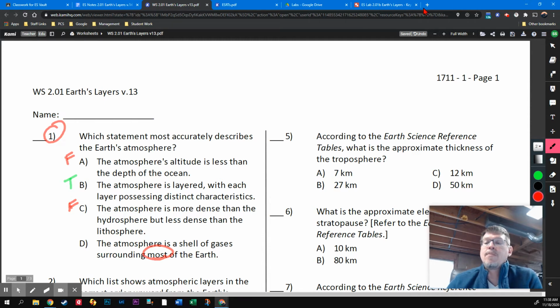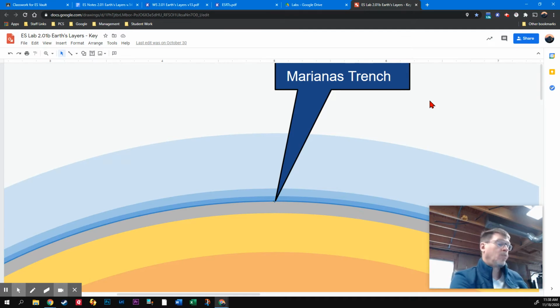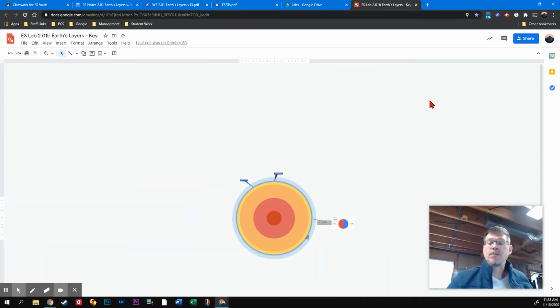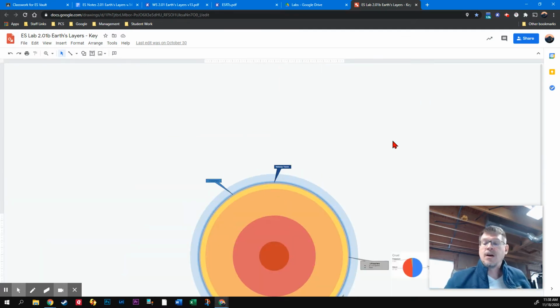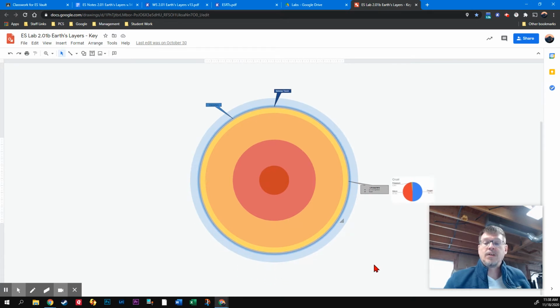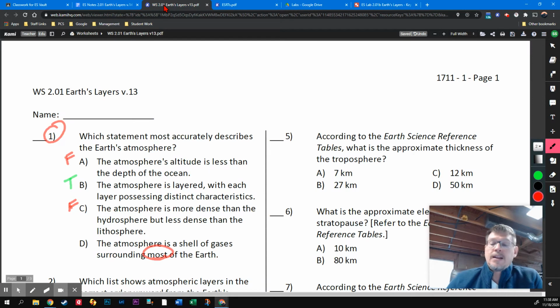And if we go back to our lab, when you drew in the layers for the atmosphere, those layers very clearly go around the entire Earth, not most of the Earth, but all of the Earth. So that last one is also going to be a false statement. So now that I've identified the only true statement, I'm going to choose answer B. All right, moving on to question number 9.